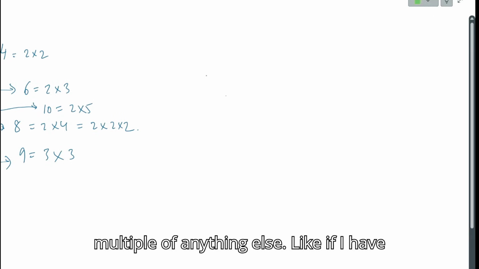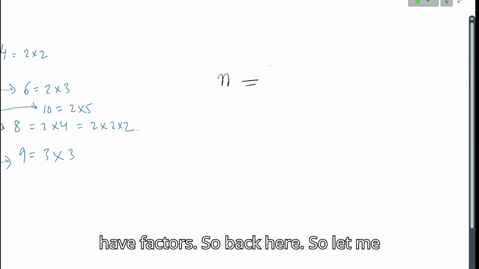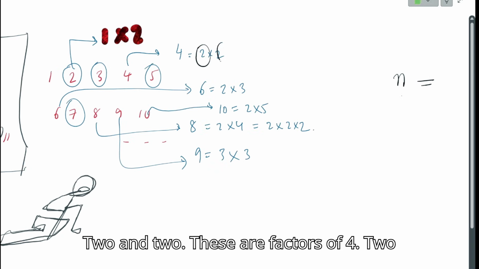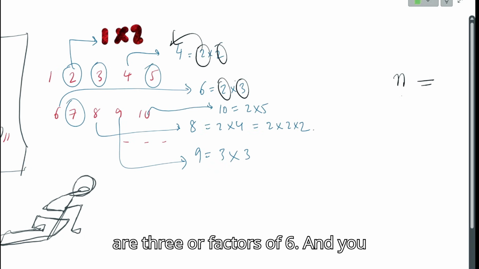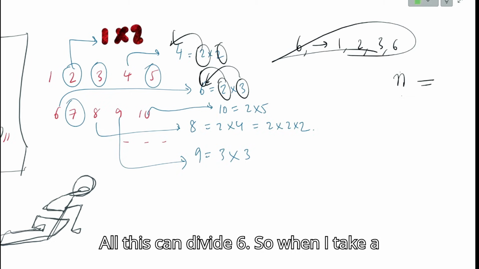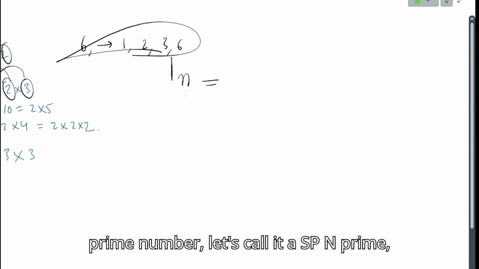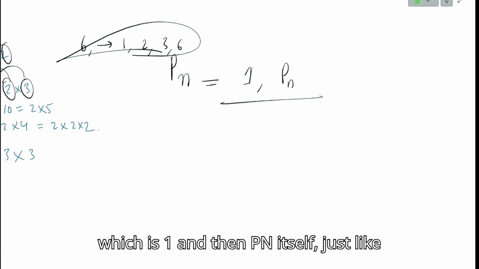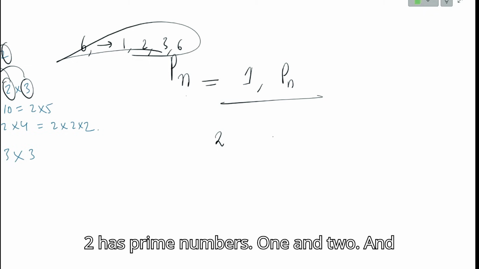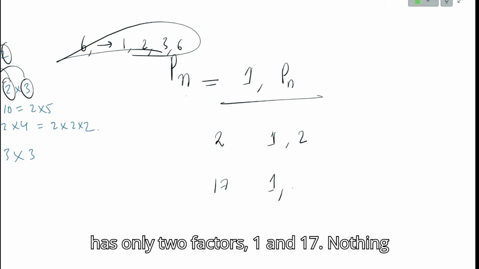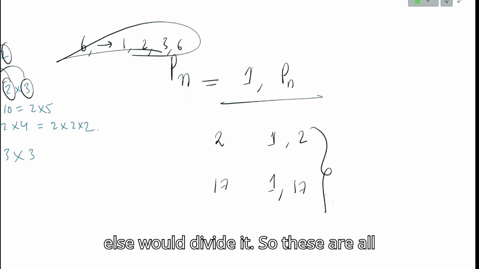If I have a number n, it would have factors. Let me tell you what a factor is. 2 and 2 are factors of 4. 2 and 3 are factors of 6. 6 also has factors 1, 2, 3, and 6. All of these can divide 6. So when I take a prime number, let's call it Pn, the nth prime, it has only two factors, which are 1 and Pn itself. Just like 2 has factors 1 and 2, and 17 is also prime. It has only two factors, 1 and 17, and nothing else divides it. So these are all prime numbers.